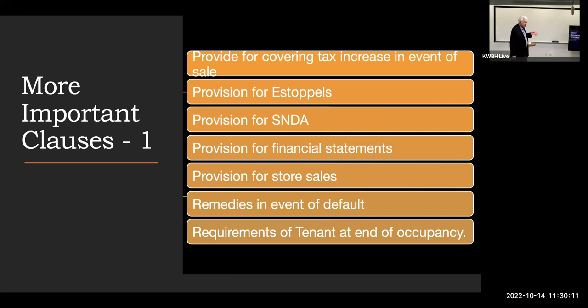But you also want to try to get financial statements of that tenant. You want to know what's going on with that tenant. If he's heading for trouble, you want to be prepared and be ready with another tenant to take his place if necessary. And you're not going to know that unless you have his financial statements. So you want to make sure that in a triple net lease, you've got a provision for the tenant to provide financial statements and or store sales.